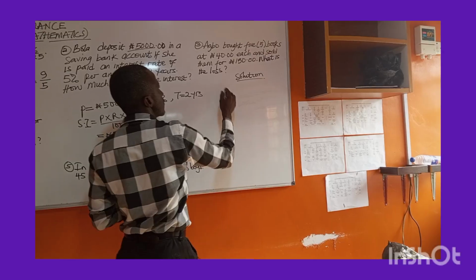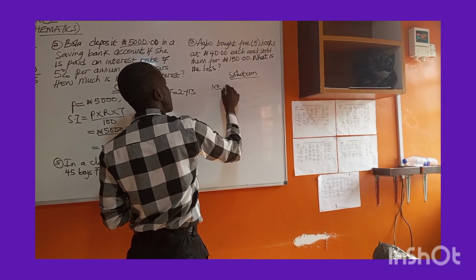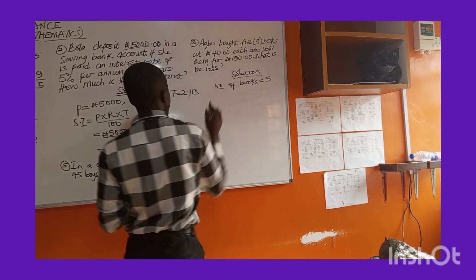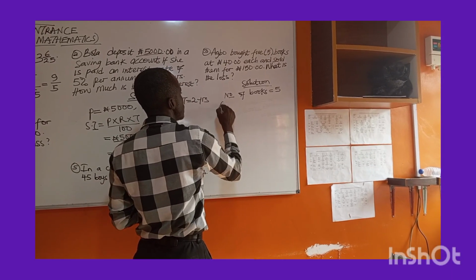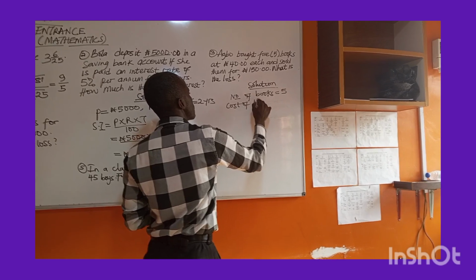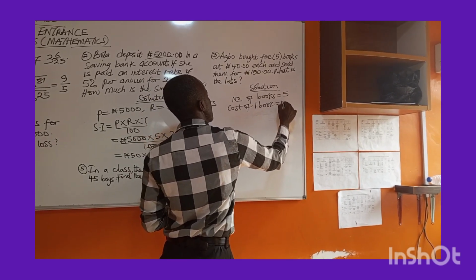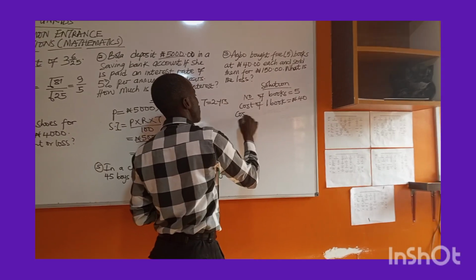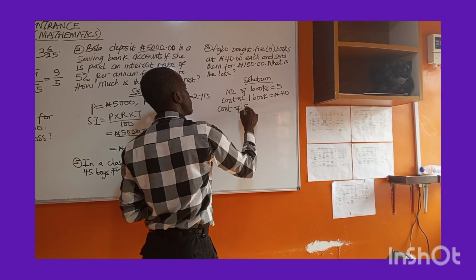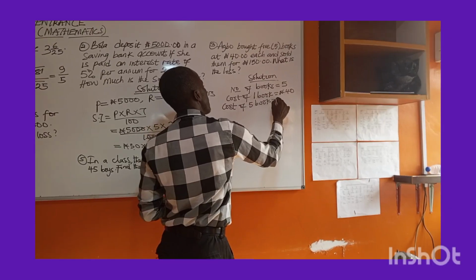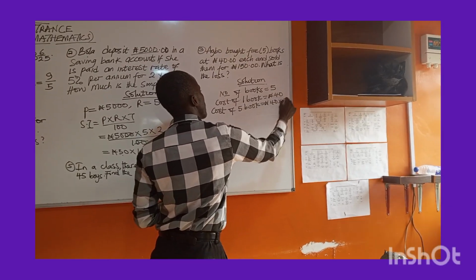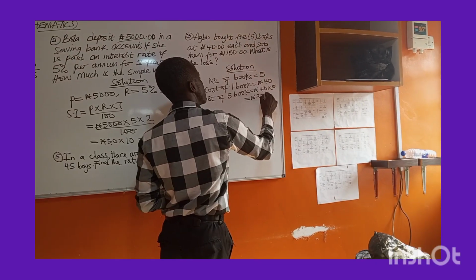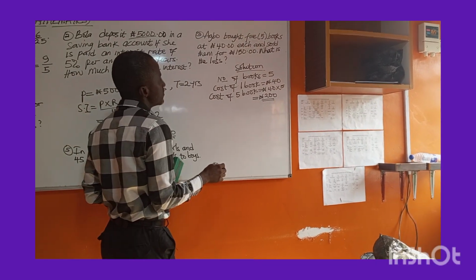Question number 3. Apple bought 5 books at 40 naira each and sold them for 150 naira. What is the loss? Now, the number of books is 5. The cost of one book is 40 naira. So if the cost of one book is 40 naira, the cost of 5 books will be 40 naira multiplied by 5. So we have 200 naira. That's the cost of 5 books.